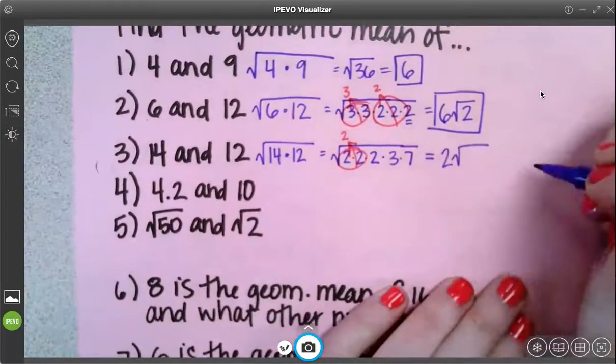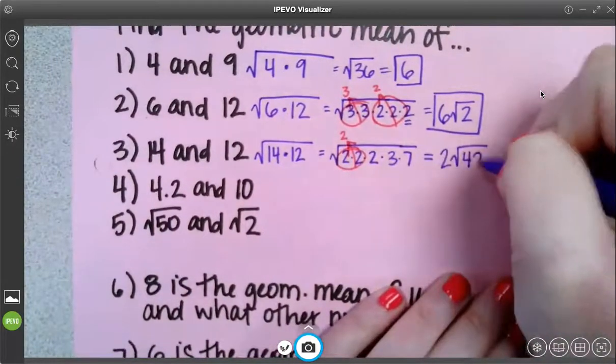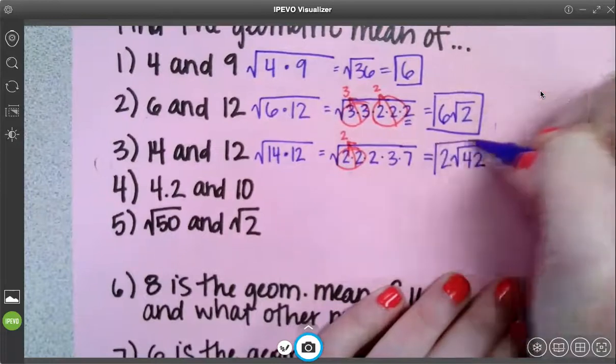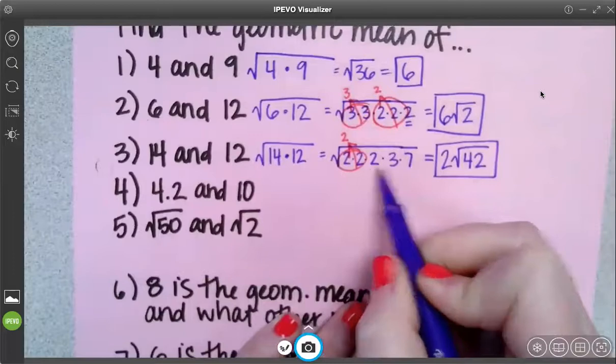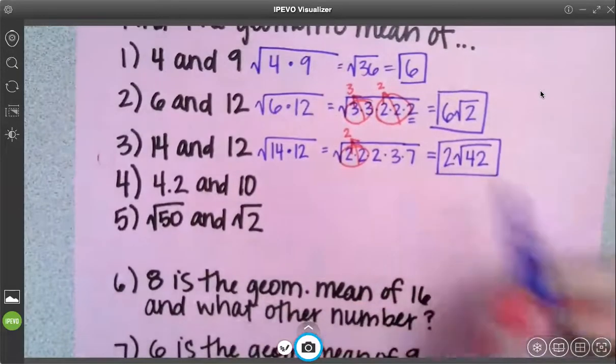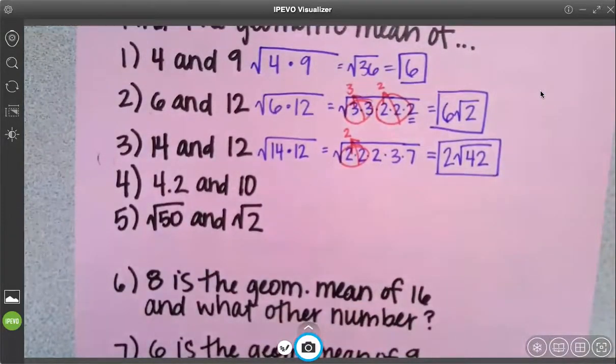So I hope that gave you a couple of seconds to write 2 square root 42 over here. The 42 came from 7 times 3 times 2, in whatever order you want to. And then the 2 was the only thing that got to come out. Okay, so you won't always just have whole numbers. You can do these geometric means with anything.